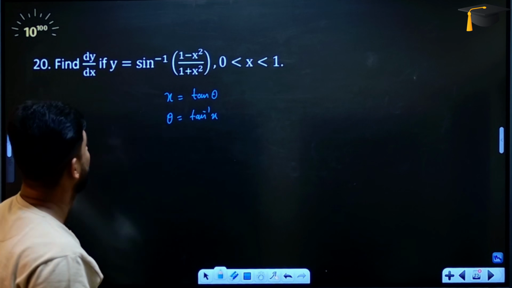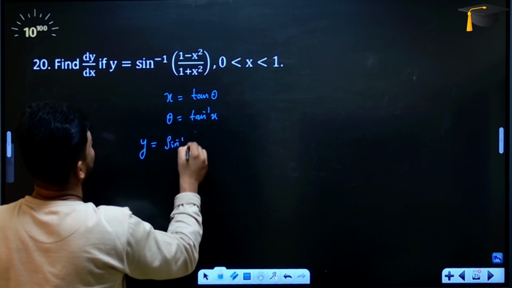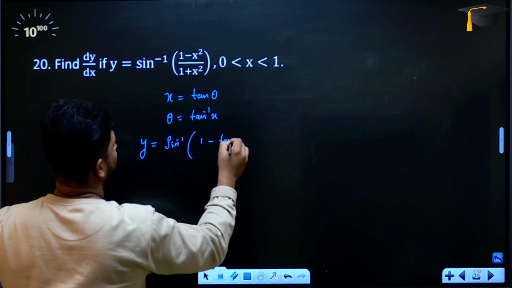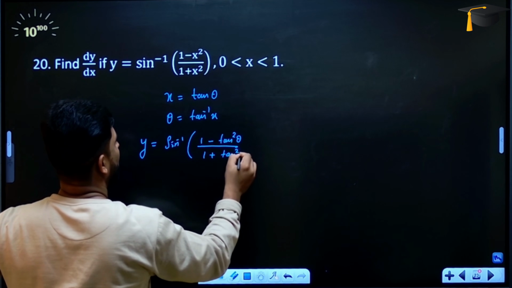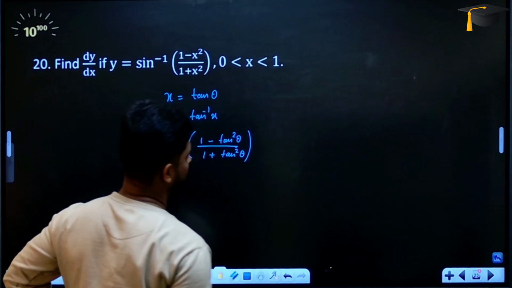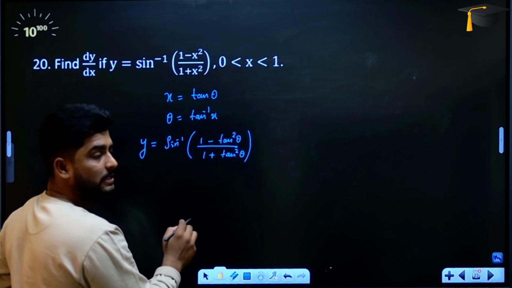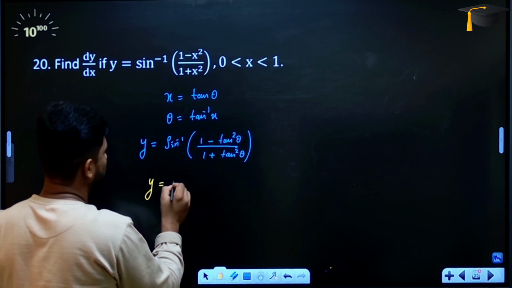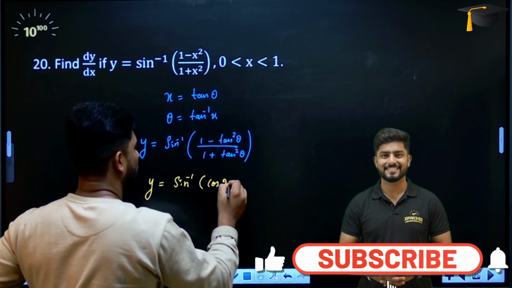Tan inverse x. So now this becomes y is equal to sine inverse of (1 minus tan square theta) divided by (1 plus tan square theta). This is the first thing that you have to take up. Now we know that 1 minus tan square theta by 1 plus tan square theta is nothing but the cos 2 theta formula in terms of tan. It is cos 2 theta.